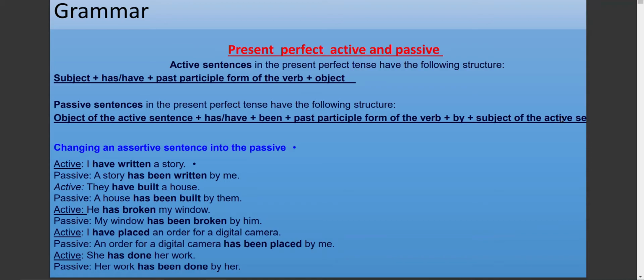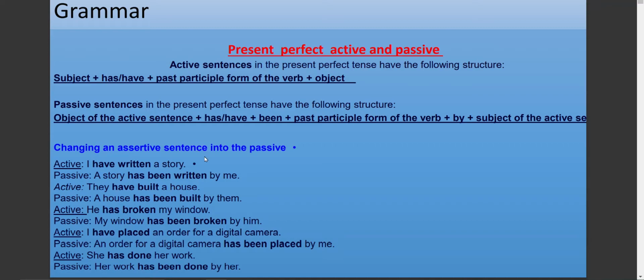للactive sentences عندنا form قاعدة هي subject plus have and then plus past participle form of the verb plus object. Passive sentences جمل مبنية مجهول in the present perfect tense في المضارع التام have the following structure. هذا التركيب الآتي. المفعول به جملة المعلوم has, have plus been plus past participle التصريف الثالث الفعل plus by plus subject of the active sentences. Let's look here at examples.